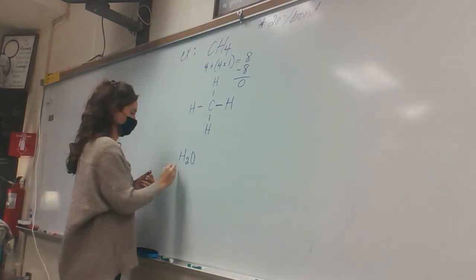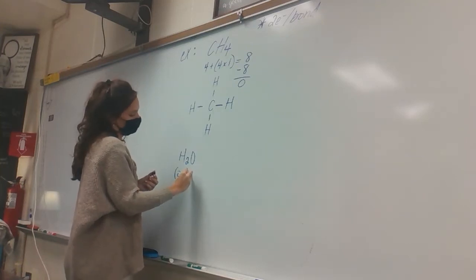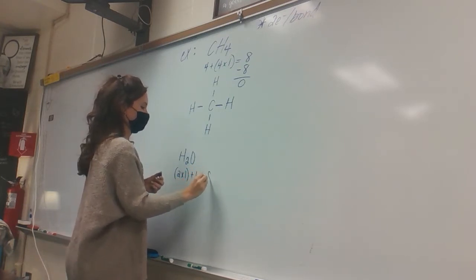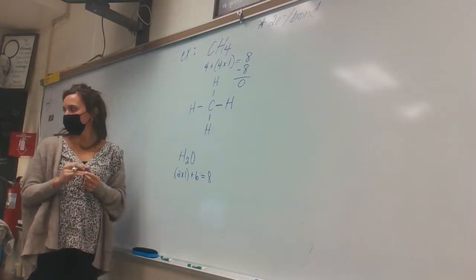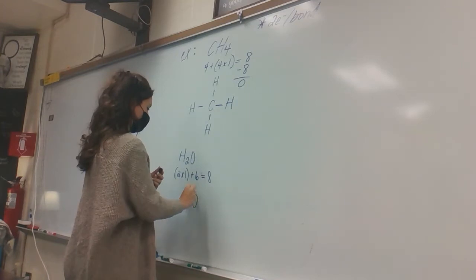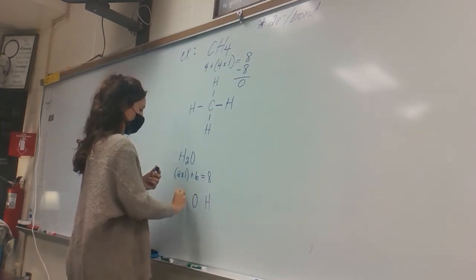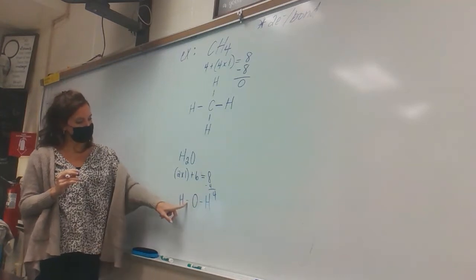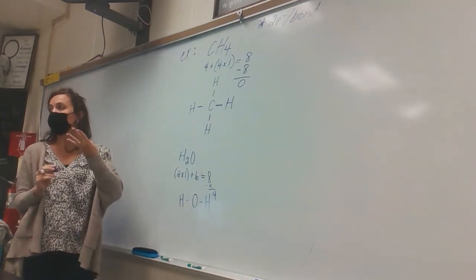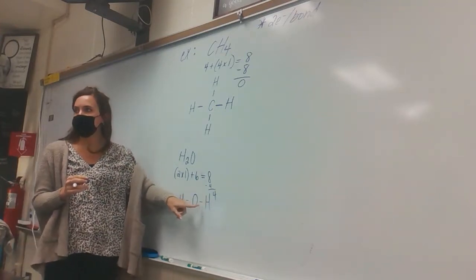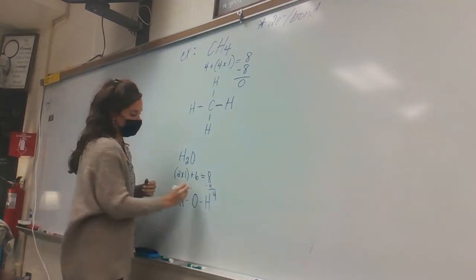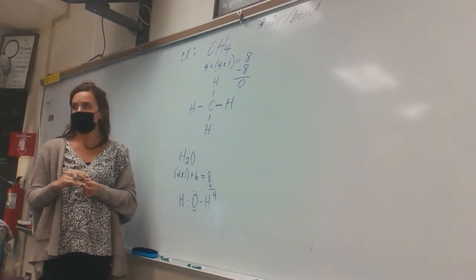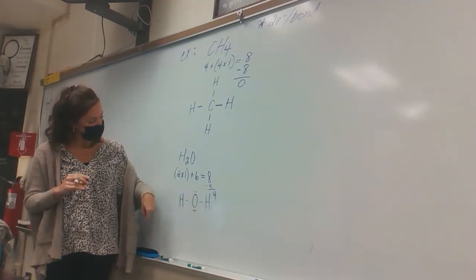Water, 2 hydrogens, 1 oxygen, group 16, it has 6. Oxygen's in the middle, bonded. That leaves me with 4. 2, 4 in the bonds. So those 4 extra electrons go in as lone pairs. We wouldn't put them on hydrogen because hydrogens already have full octets. So 2 lone pairs on oxygen. Now oxygen has 2, 4, 6, 8, and each hydrogen has 2.